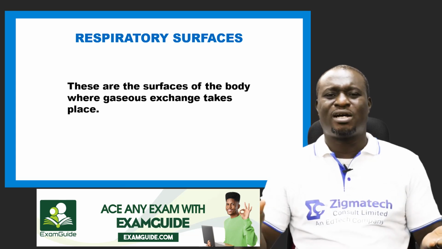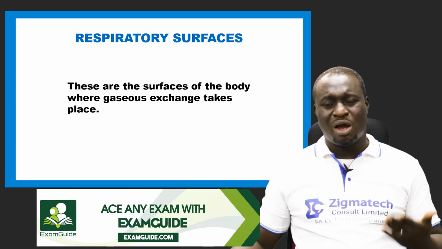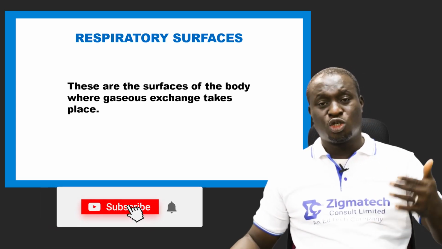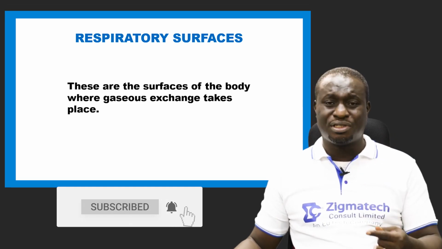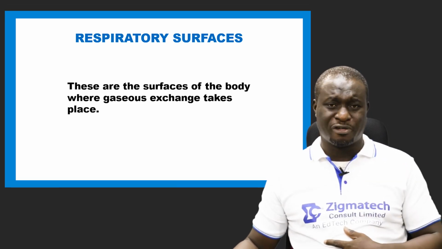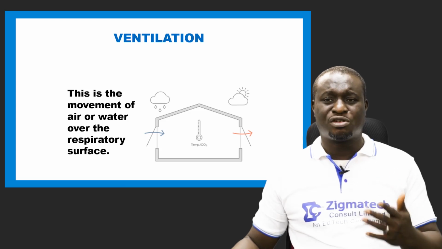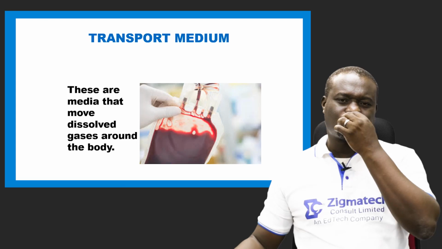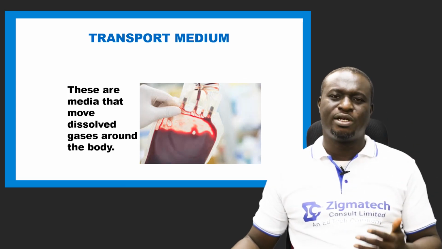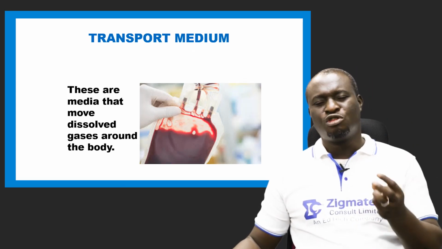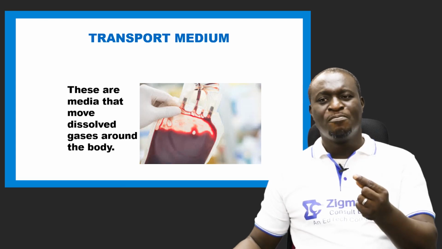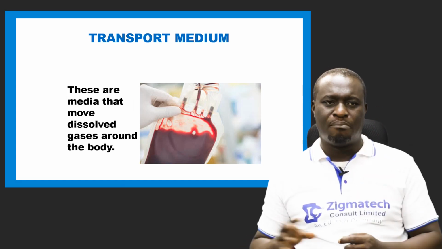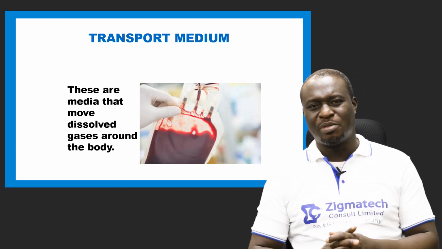So we have several types of respiratory surfaces, and we're going to be looking at some of them much later. We're also going to look at some of the characteristics of respiratory surfaces. But before we go to that, let's look at other conditions that are necessary for respiration to actually occur. The fourth one is called transport medium. There must be a transport medium.